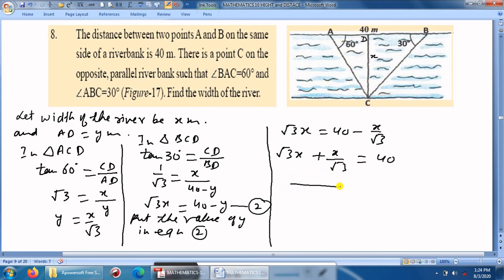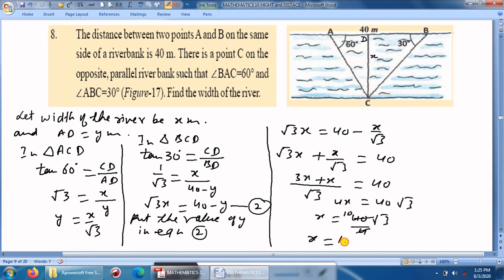Now what will happen? Taking their LCM, it is root 3, so it is 3x plus x is equal to 40 root 3. So it is 4x is equal to 40 root 3. So x is equal to 40 root 3 divided by 4. 4 tens are 40. So x will be equal to 10 root 3 meter. That is your answer.